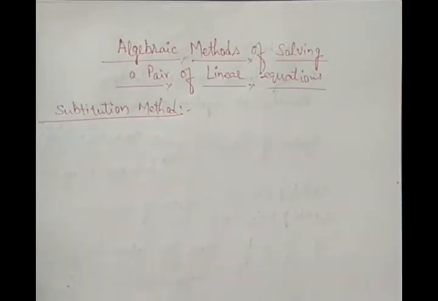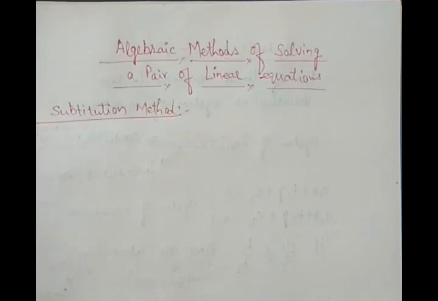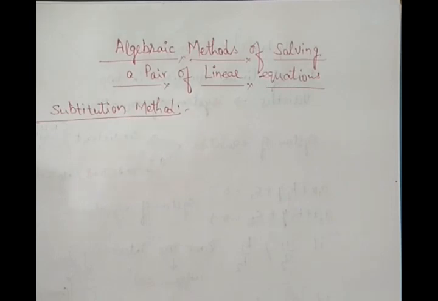Hello everyone. In the previous video, we discussed how a system or pair of linear equations in two variables will be consistent or inconsistent, in which condition the lines will be parallel, coincident, or intersect each other at a single point, where a unique solution will exist. Today we will discuss the algebraic methods of solving a pair of linear equations.